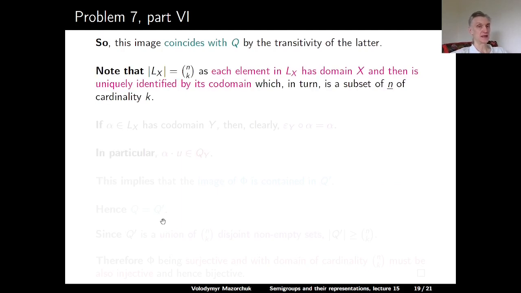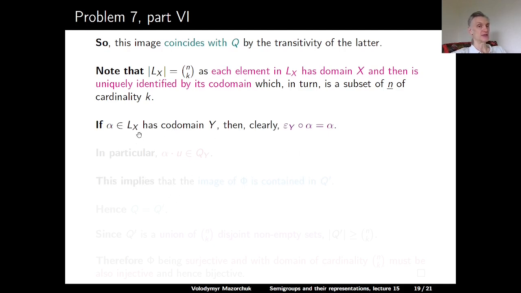Our left cell L_X contains exactly n choose k elements, because each element in this left cell has domain X, and the codomain is a subset of n underlined of cardinality k, and when we fix the codomain there is a unique element in I_n, because the order should be preserved, which sends this X to that codomain. So L_X has at most n choose k elements.